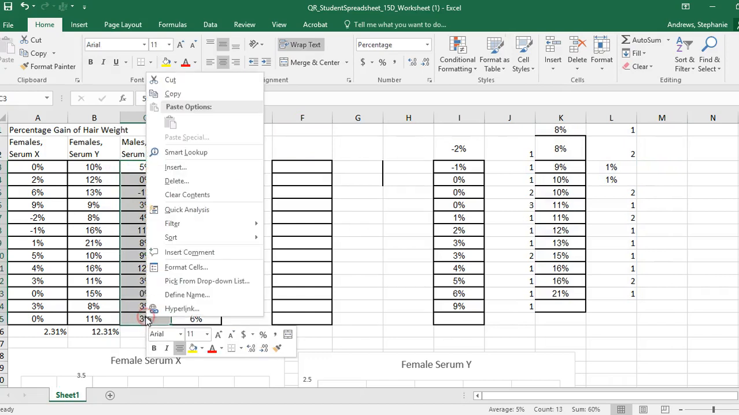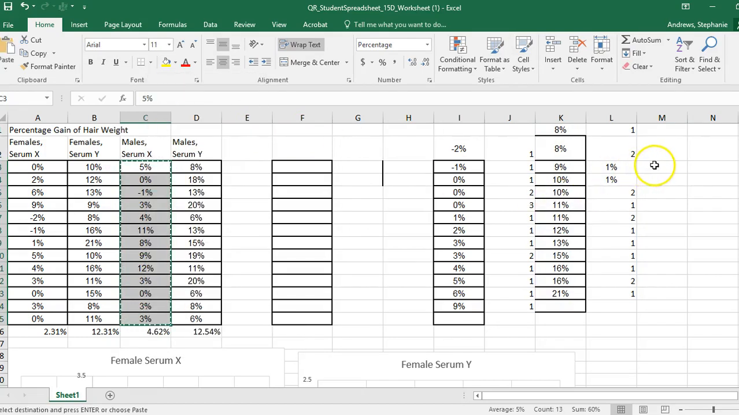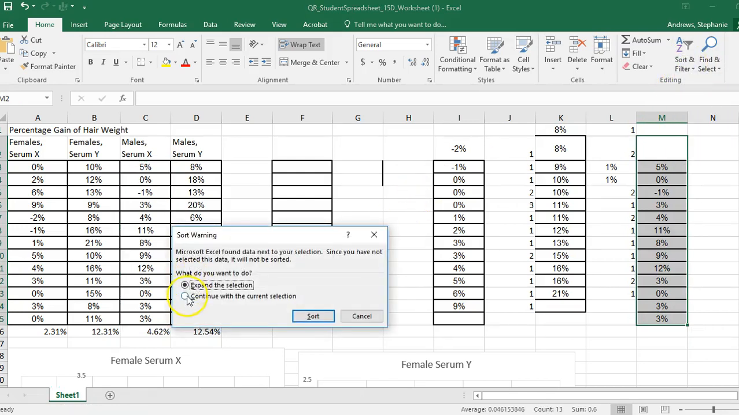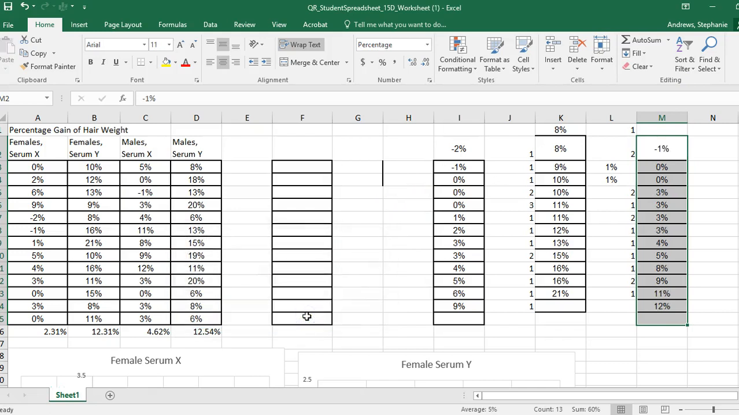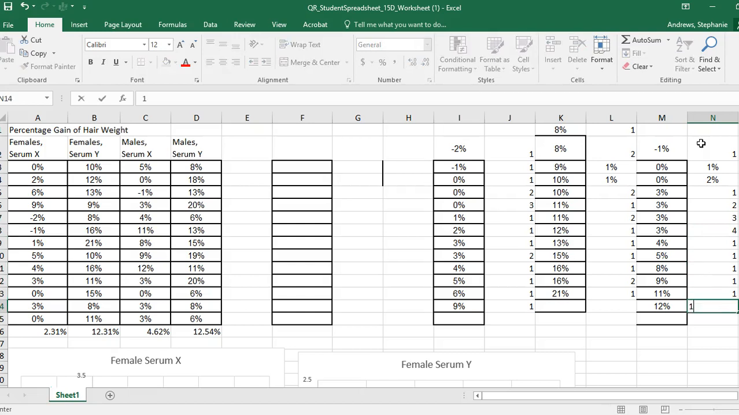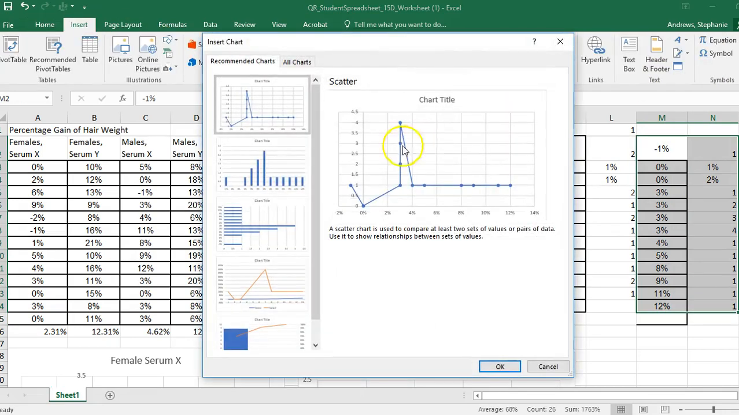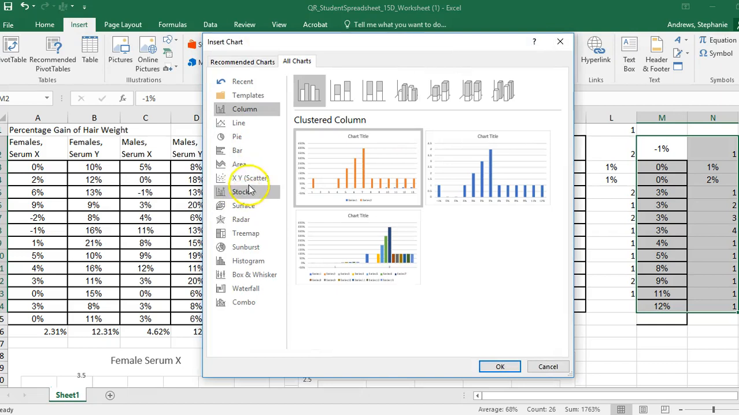So let's do males X. Copy. Let's come over here somewhere and paste. That'll take it there. And I'm going to back up one. Let's see if it'll let me sort smallest to largest. It still doesn't like me. So we're going to continue. Oh, I've got stuff beside it. It doesn't like that. And then let's count. 1, 2, 3, 4. Whoa. 1, 1, 1, 1, 1, 1. And after we've counted them, it gives it a frequency. So we can do insert, chart, all charts, scatter.